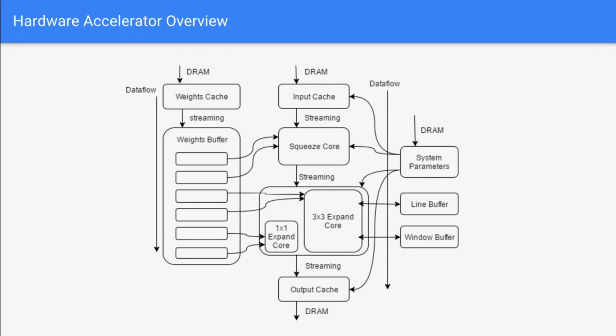This is the overview of the hardware accelerator. Basically, all the convolution layers and fire layers happen sequentially, but for each layer, this is the design. All data comes from DRAM, and the result goes back to DRAM. In between, first we store all the weights into the BRAM, and then we stream the input cache, squeeze core, expand core, and output cache so that it can happen in parallel. In this way, we can fully utilize the resources in the FPGA.